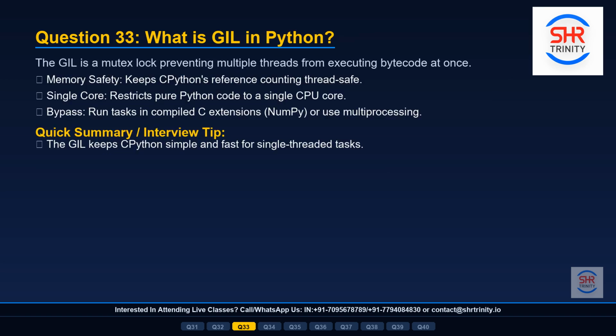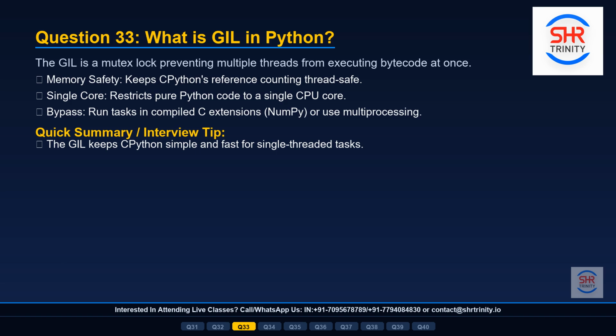Question 33. What is the GIL in Python? GIL stands for Global Interpreter Lock. It is a mutex that exists inside CPython, the standard Python interpreter. The GIL ensures that only one thread can execute Python bytecode at any given moment, even if your machine has multiple CPU cores. Why does it exist?